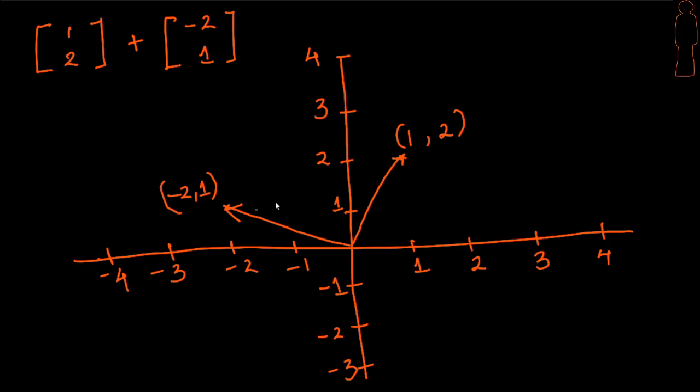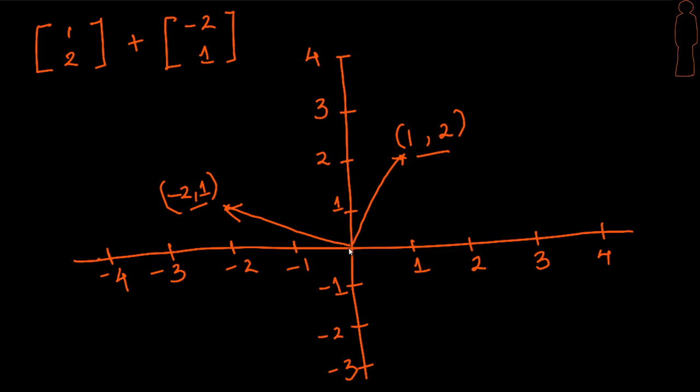Sorry, I had to slightly shift my diagram down. So we still are working with the same 2 vectors, (1, 2) and (-2, 1). How do we add them geometrically? Whichever way we want, we can take this and perform.